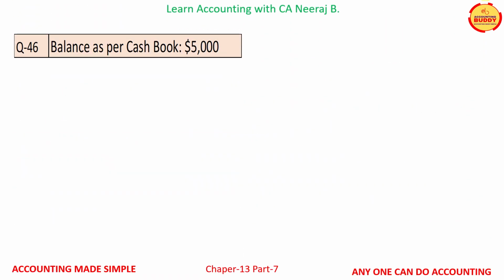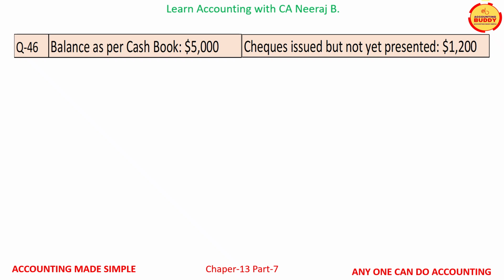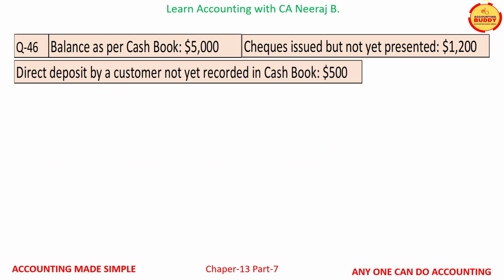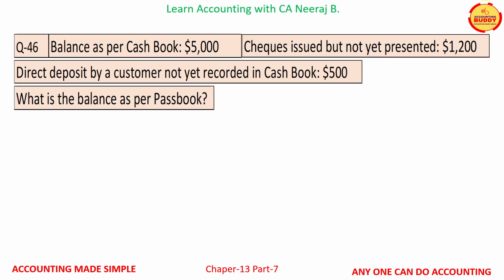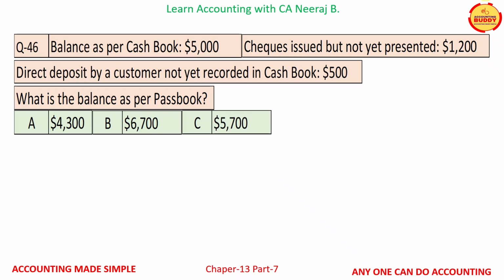Question number 46: balance as per cash book is $5,000. Checks issued but not presented is $1,200. Direct deposit by the customer not yet recorded in the cash book is $500. What is the balance as per passbook? And the available options are option A, $4,300, option B, $6,700, option C, $5,700, and option D, $4,800.